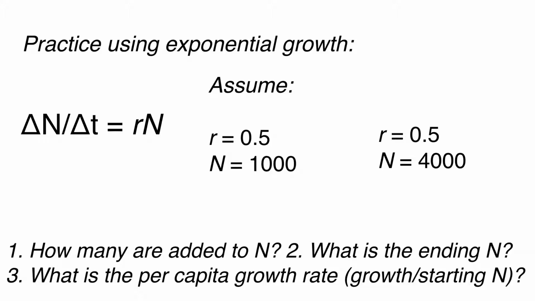I want you to do three things. First, figure out how many are added to the starting population size for each of those. Second, what is the ending population size after that one generation, assuming that there are no deaths? And then, what is the per capita growth rate? To get at that, you would divide the growth by the starting population size, so the number of individuals that are added divided by the starting population size. Go ahead, pause, take a minute to calculate this out, and then I will give you the worked out equations in a moment.